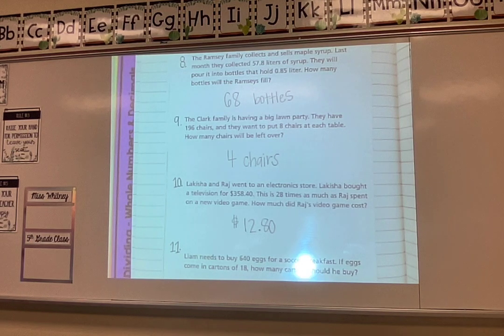You just have to pay close attention because each problem is a little bit different. Go ahead and start on your 5.9 assignment. Do your very best.